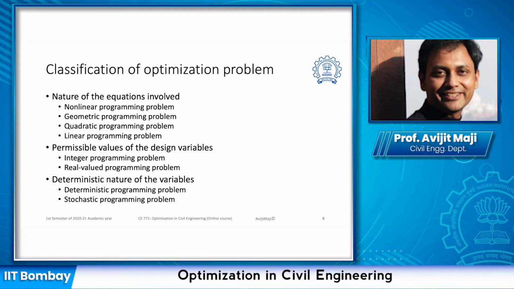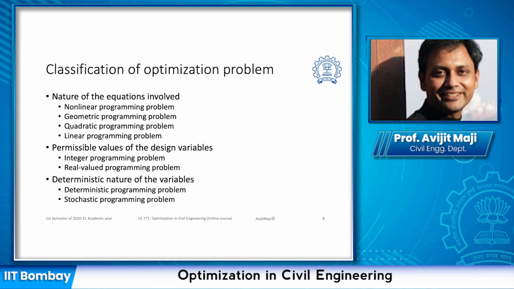It can be defined as a deterministic programming problem or a stochastic programming problem. In a deterministic programming problem, the variables remain constant and we consider them as a fixed value. Whereas in a stochastic programming problem, the variables could be of probabilistic nature. For example, if we want to design a pavement and we are considering the variability of the resilient modulus of the material used, then the problem becomes a stochastic programming problem.